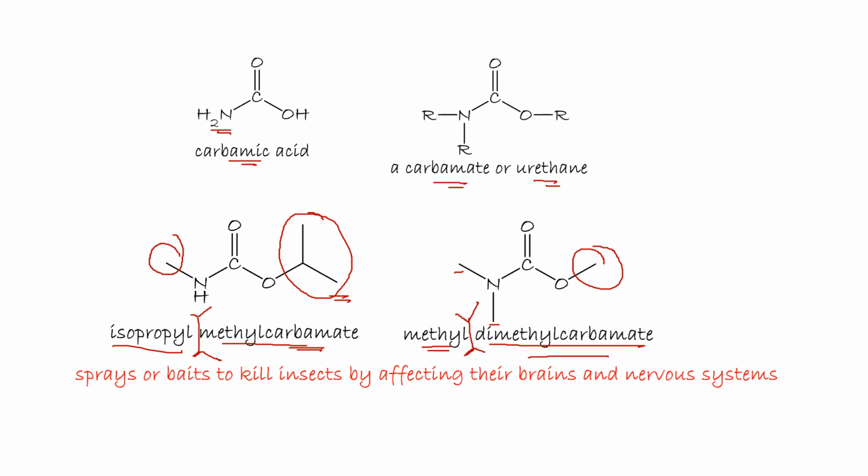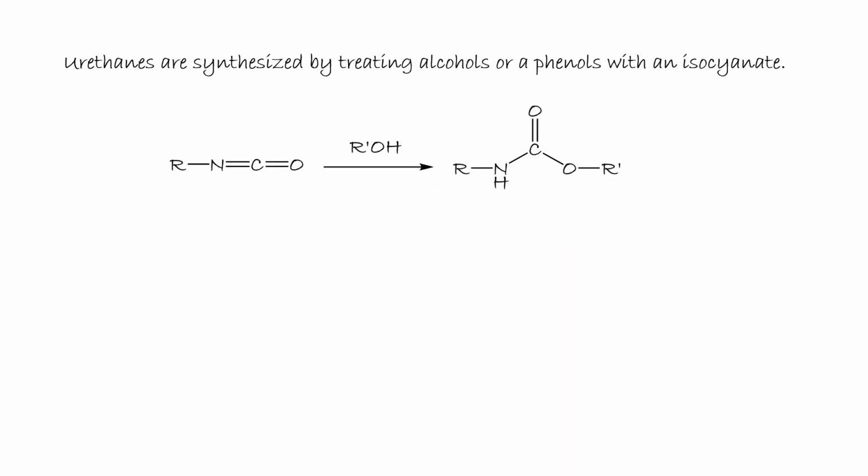Carbamates are used as sprays or paints to kill insects, so they are insecticides, by affecting their brain and nervous systems. Urethanes are synthesized by treating alcohols or phenols with isocyanates. So you take the isocyanate structure with an alcohol, and you get carbamates, urethanes.